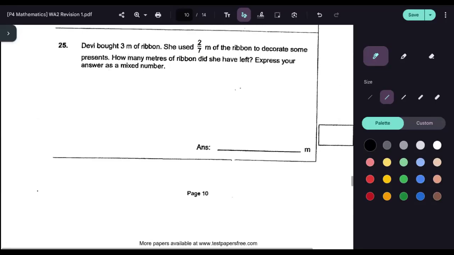Okay, next. Devi bought 3 meters of ribbon. She used 2/7 meters of ribbon to decorate some presents. How many meters of ribbon did she have left? Express your answer as a mixed number. So first, 3 meters minus 2/7. Okay, for this one I will use a calculator.